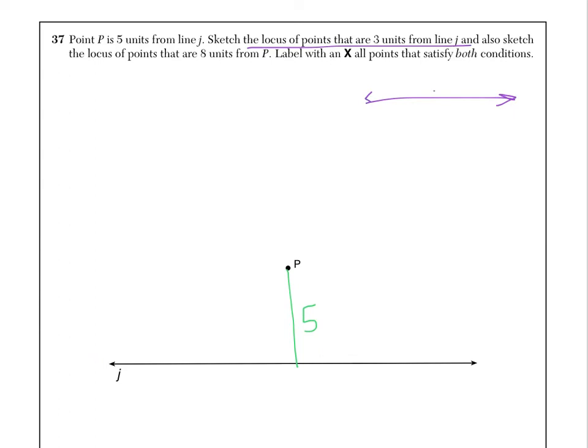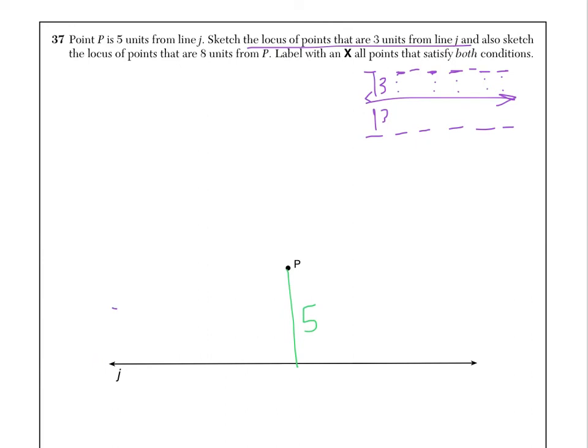you could go up 1, 2, 3, right here. You could also go up over here, 1, 2, 3, right here. Over here, 1, 2, 3. And you can see that this dotted line is being formed. Not only can we go above, but we could also go below 3 units. So I'm going to sketch that, understanding that P is still 5 units away.